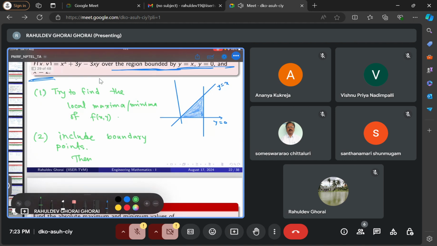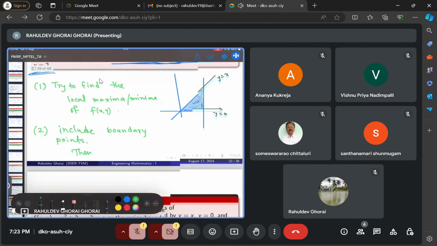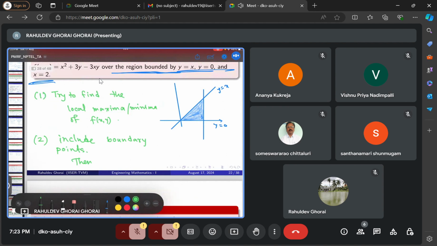Okay, so let's do this. What I'm telling is try to find out the local maximum or local minimum of f(x,y), and then include the boundary points. So remember this, including the boundary points. That's all I can tell now. You include the boundary points and try to find out where you find the maximum or minimum in each boundary.